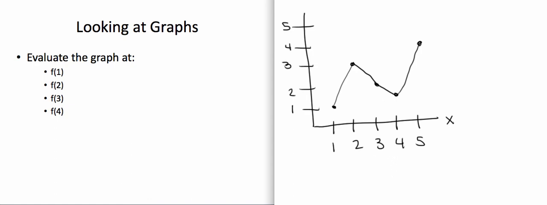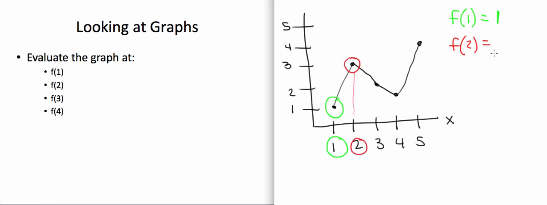Okay, so now it's asking what's the function evaluated at 1. So we're going to look at 1 on this x-axis. We're going to find it on our graph. So in this case, the function evaluated at 1 is equal to 1. We then are asked to find the function evaluated at 2. So we find 2. We see this goes straight up. It's there. So that's at 3. So f of 2 is 3.